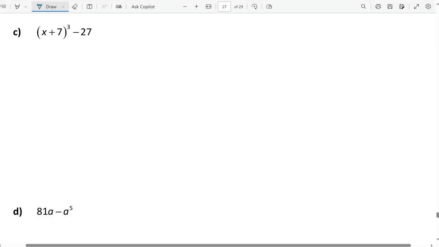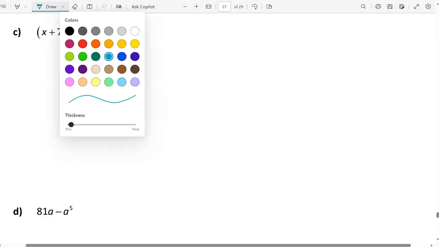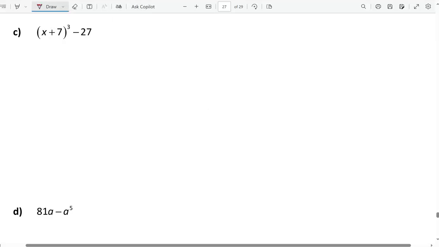In C, this is an ideal one for a u substitution. So let's let u equal what's in this parentheses, x plus 7. In that case, this polynomial turns into u cubed minus 27, which looks a lot simpler. That's the purpose of u substitution, to make your expression look a little simpler, and so that we know how to approach it when coming to factoring strategies.